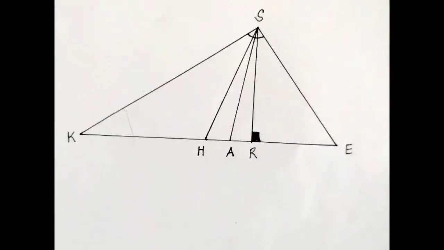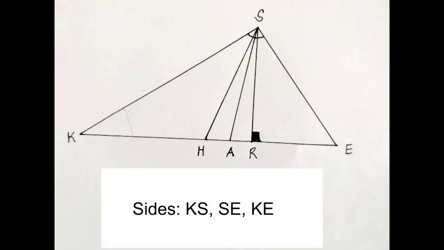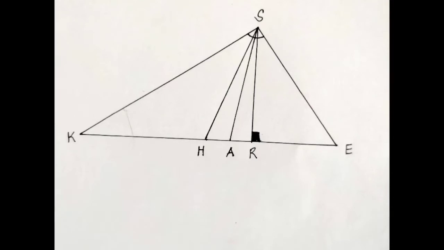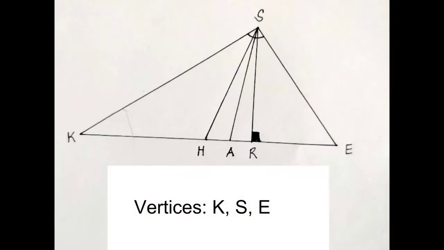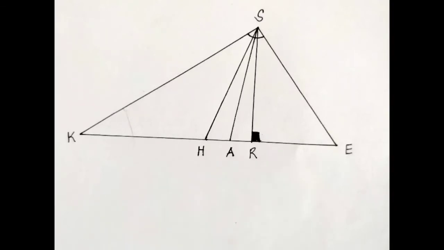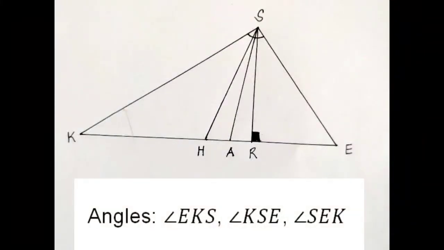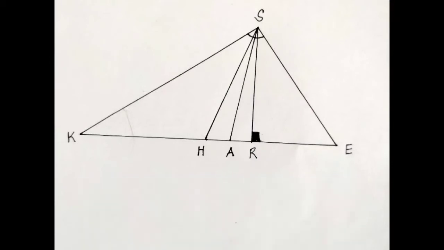What are the sides of the triangle? You're right. The sides of the triangle are segments KE, ES, and KS. What are the vertices? Very good. The vertices are K, S, and E. What are the angles? That's right. The angles are angle KSE, angle SEK, and angle EKS.